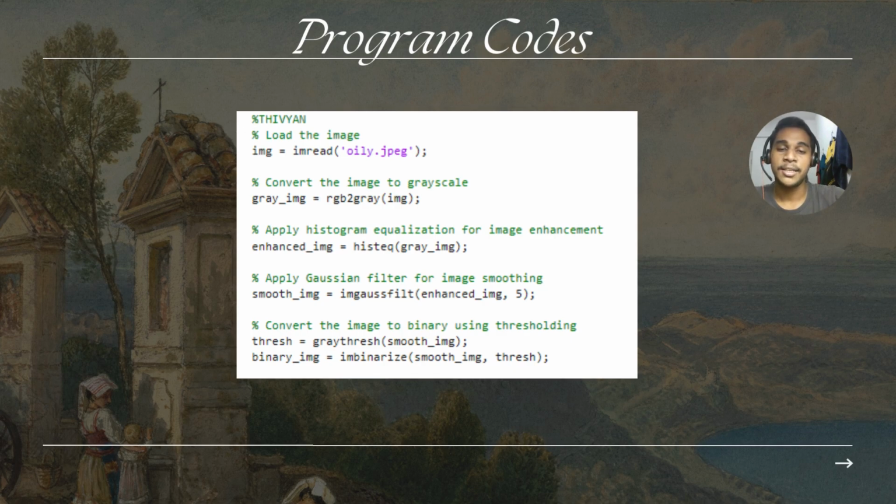After enhancing the image, we apply a Gaussian filter to smooth it. Smoothing helps to reduce noise and fine details, which can be beneficial for subsequent image processing steps. We use the imgaussfilt function with a sigma value of 5. Finally, we convert the smoothed image to a binary image using thresholding. Thresholding differentiates between the foreground and the background based on the intensity values. We use graythresh to determine an optimal threshold value and imbinarize to perform the conversion.